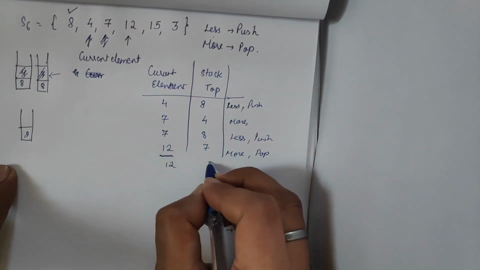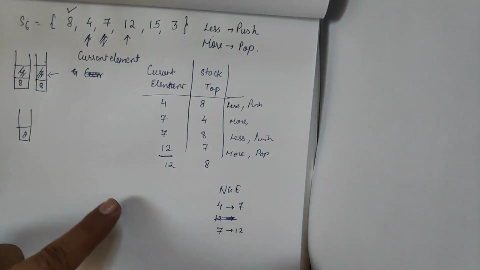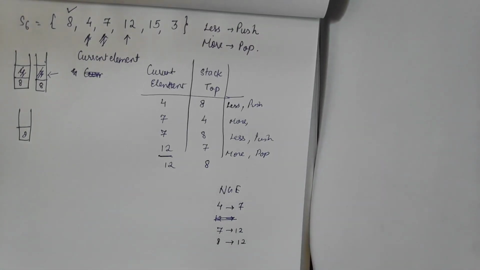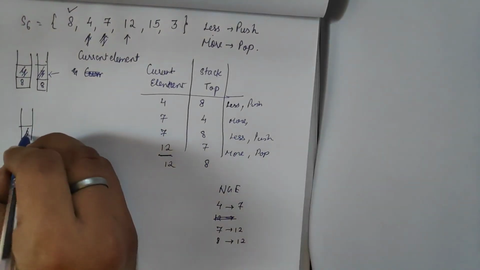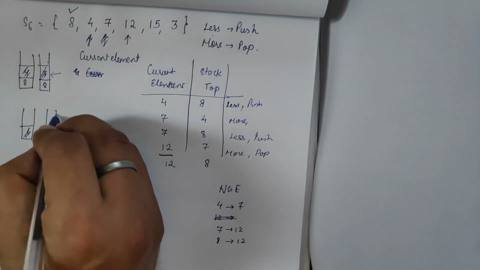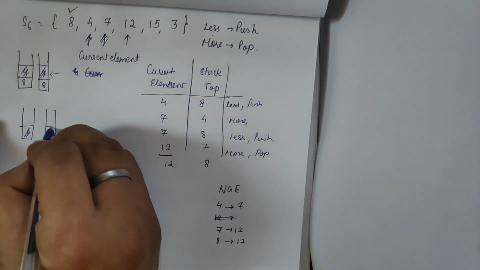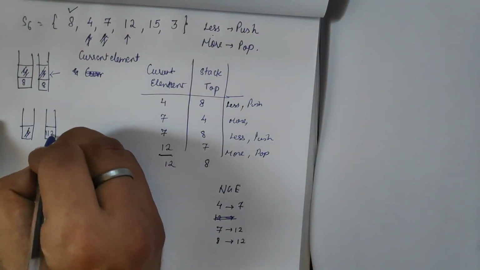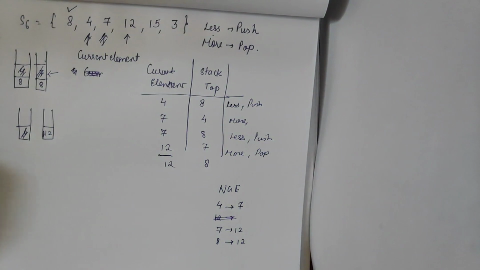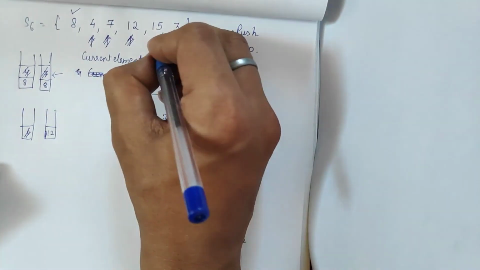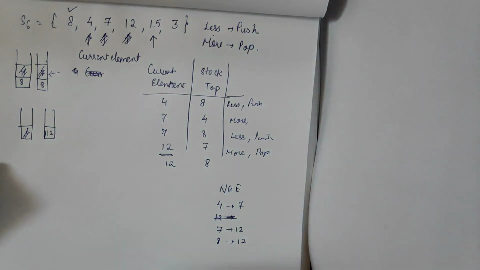So now we compare 12 with 8 because current element is still 12. Again, 12 is greater than 8. So for 8, the 12 is the next greater element. So we pop it again. Now my stack is empty. Okay, the stack is empty. Now we push the current element. So current element is 12, right? We push the current element then, and now we come across 15.